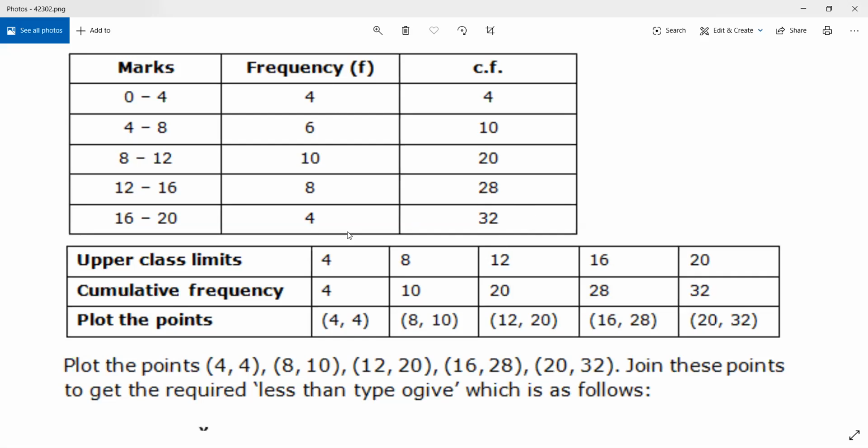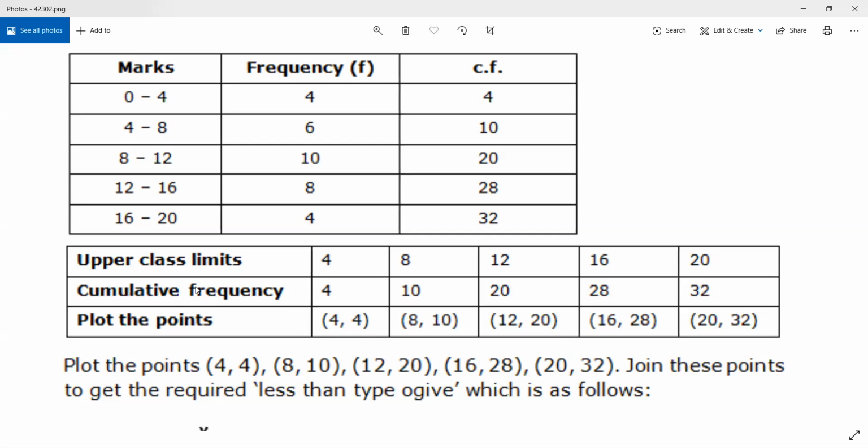If you add up only the frequency, 4 plus 6 is 10, 10 plus 10 is 20, 20 plus 8 is 28, and 28 plus 4 is 32. That will be the total frequency. That does not change. In cumulative frequency also, the final value is the same. How many people got under 20, that is, the whole class, 32 people got up to 20. How many people specifically got between 16 to 20?